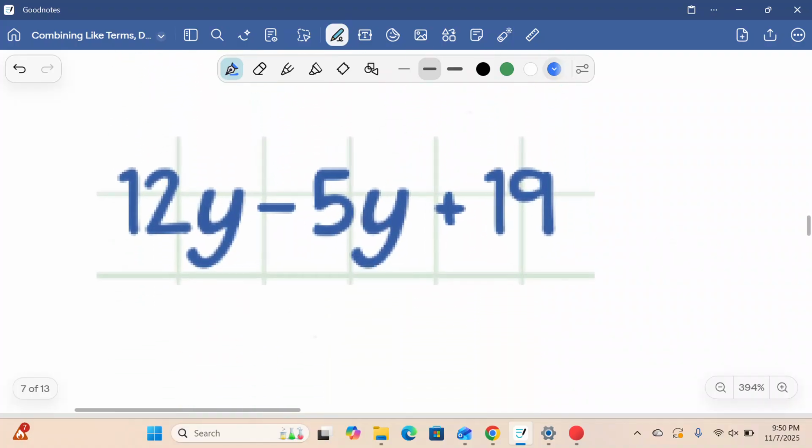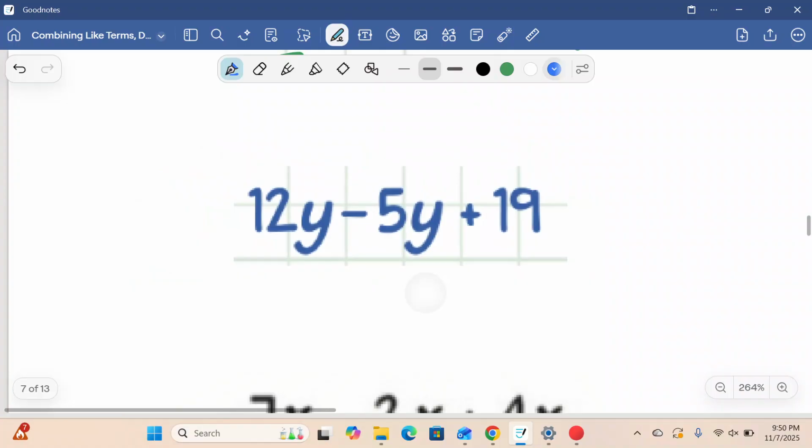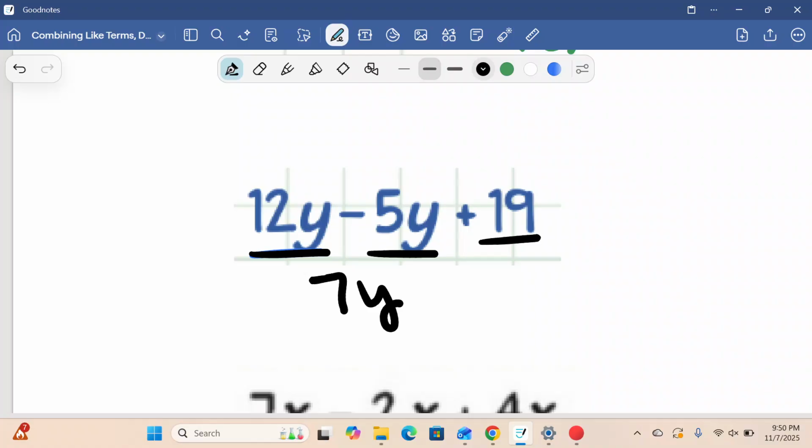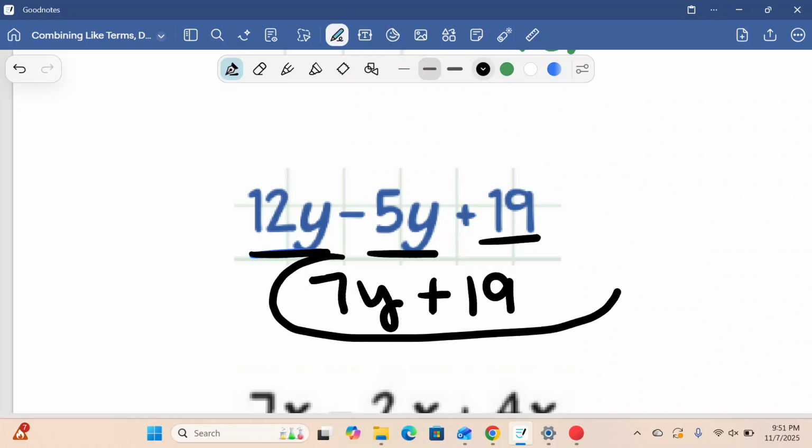We look at the next one and we have chickens and cows. We have 12 chickens minus 5 chickens. We can only combine the 12y minus 5y. That gives me a total of 7y. But then I can't add a 19 and say, okay, I have 26. 19 is by itself, so I can't combine 7y plus 19. So the simplified form is 7y plus 19, and that is my answer.